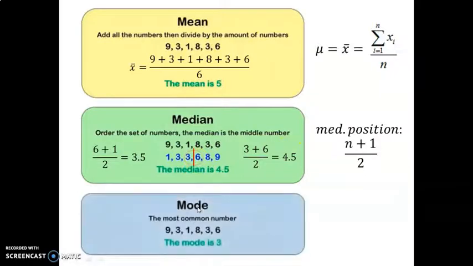Okay, let's go to mode. Mode is the third major way of looking at the center of a data set, and it is the most common number. For example, in our data set, the most common number is 3. It occurs twice, so that's our mode.